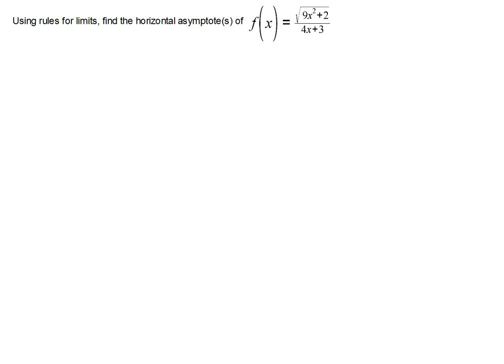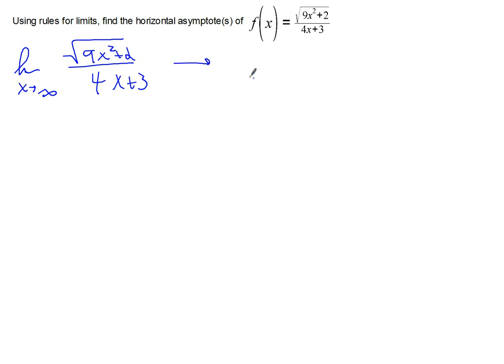To find all of the horizontal asymptotes of this function, we need to first look at the limit as x approaches infinity of our function, and then look at the limit as x approaches negative infinity of our function. So, as x approaches infinity, as the x values get increasingly larger, the plus 2 in the numerator and the plus 3 in the denominator become insignificant, and we can eliminate those.